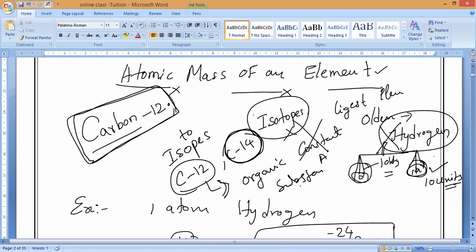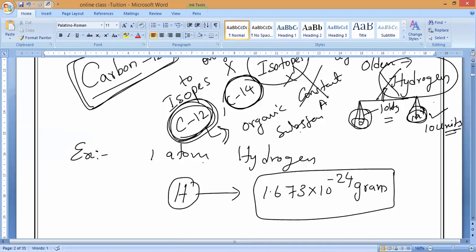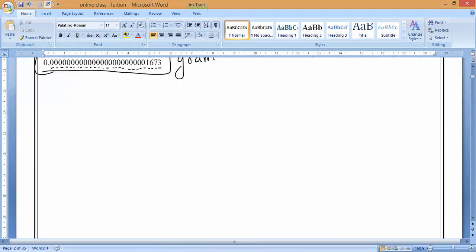Carbon 14 is present only inside the plants. The most common form of carbon is carbon 12. So that is why, since hydrogen mass is extremely small, it is very difficult to use it for calculating the mass of other elements.